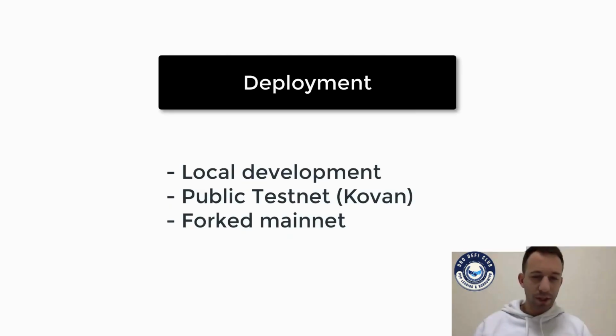So after you've created this smart contract, you need to deploy it to the Ethereum blockchain. So you have three options. First option is with local development. So you're going to deploy a local development blockchain like Ganache. Second option is you deploy it to a public testnet like Kovan. And the last option is you can deploy it to mainnet.